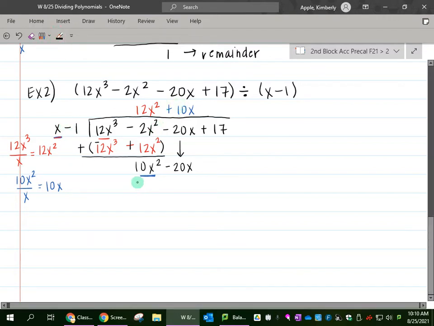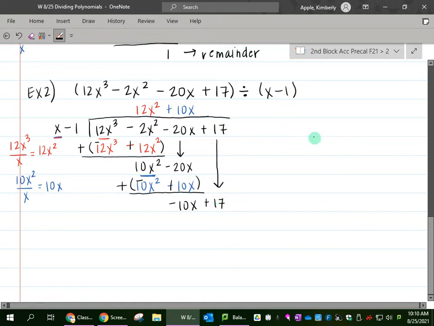10x times x is 10x squared. 10x times negative 1 is minus 10x. Now I'm ready to subtract, and distribute the negative. That drops out, so that lets me know I'm on the right track. This first thing should always go away. Negative 10x, and then we're going to bring this next thing down. You don't have to do the arrows, it just helps me keep up with where I'm at, what I'm doing, and what I've already done.